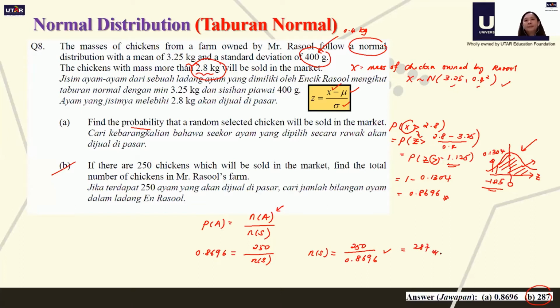That's the way to solve the questions. Go back to the basic idea for probability, right? We have NA over NS. So this 250 will be the number sold in the market, so I will just have 250 on top, and the total of chickens in the farm is unknown. I just put it at the bottom as NS. So swap the place to find the NS here.